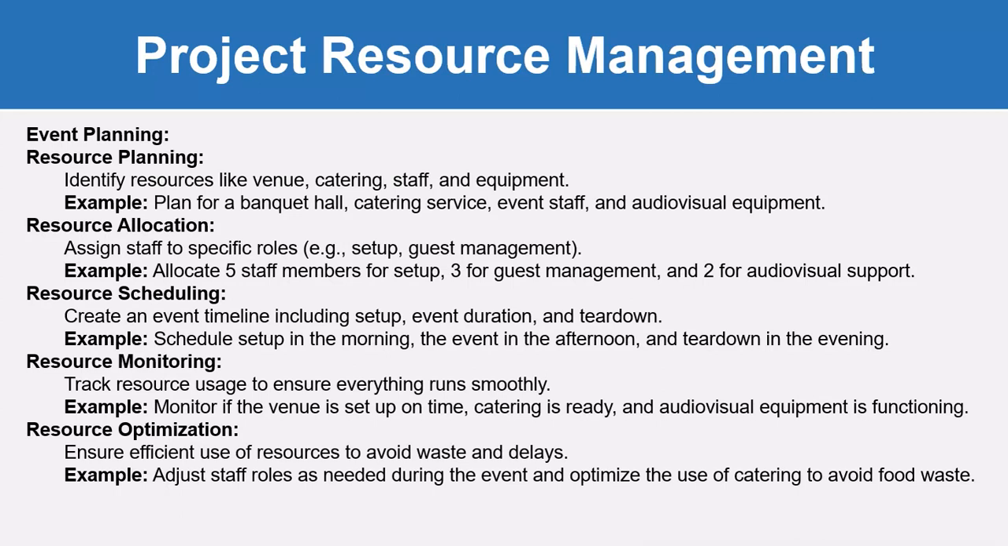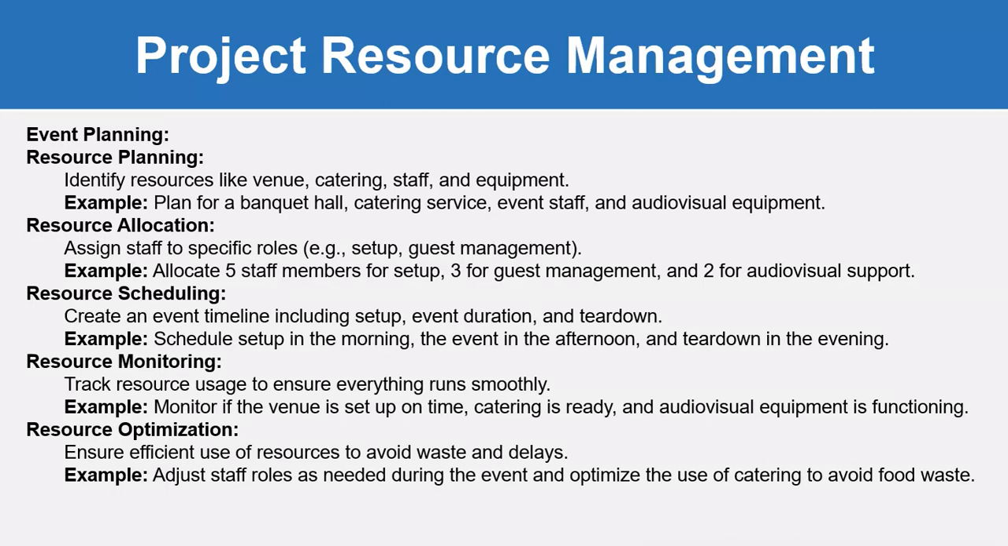Then event planning means resource planning. For example, identify resources like venue, catering, staff and equipment. If we talk about the example, plan for a banquet hall, catering service, event staff, and audiovisual equipment. Then allocating the resources means assigning the staff to specific roles. For example, set up guest management. Examples are allocating 5 staff members for setup, 3 for guest management, and 2 for audiovisual support.